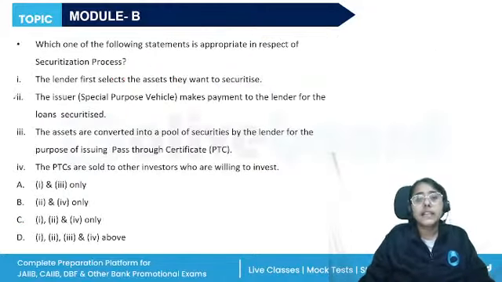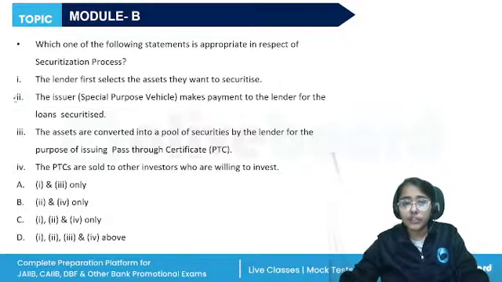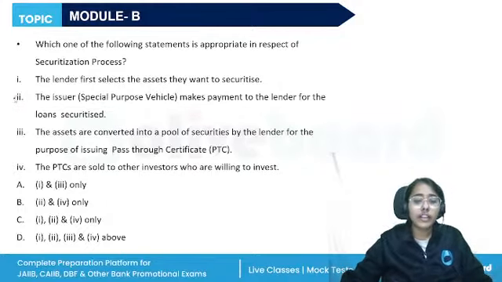All right. Now we move on to the last unit of our module B, which is securitization. Which of the following statements is appropriate in respect of the securitization process? So when we are talking about securitization, I hope you understand that we are referring to the various acts like the SARFAESI Act, under which the securitization and reconstruction is done. Right? Now answer this question.